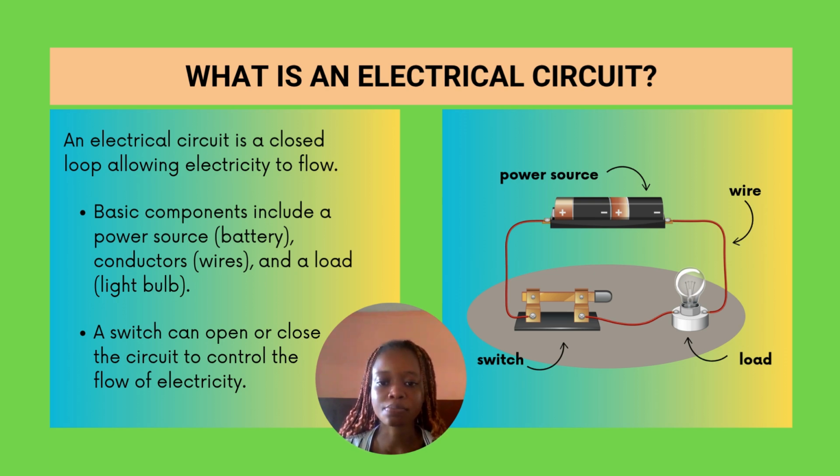Now, to make your simple circuit, you need some basic components like your power source, which can be your battery, your conductors, which are your wires, and a load such as bulbs and the rest, as you can see in that diagram. Then you have a switch that can be open or closed to control the flow of electricity.